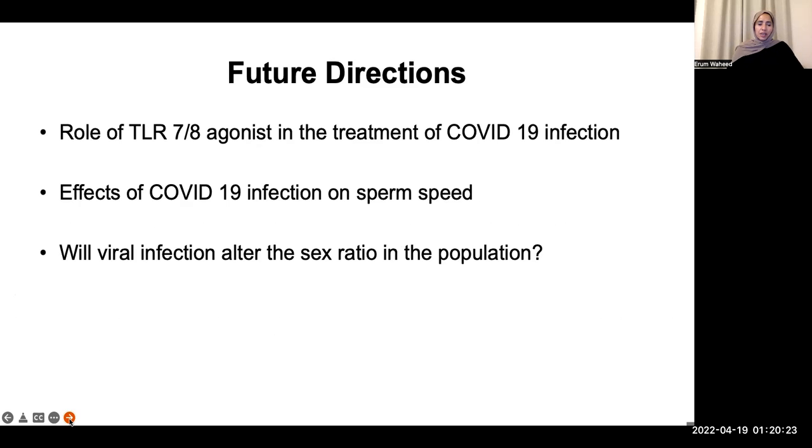Future direction. Scientists are taking advantage of toll-like receptors 7 and 8 in the immune system to design new treatments for COVID-19 infection. The role of the toll-like receptor 7 agonist imiquimod has been explored to find new treatment for COVID-19 infection. However, further research needs to be done to see if COVID-19 will alter the motility of the sperm in the population and alter the sex ratio.